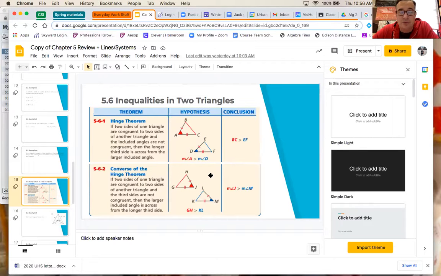So when we're talking about the hinge theorem, you're basically just looking for the two congruent sides, look at the angles in between, and then we're going to look at the other side here, okay?